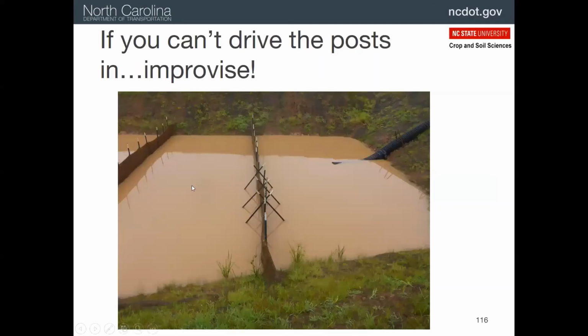This was an interesting shot of a case where they couldn't get the posts all the way down 2 feet because they ran into rock or something. And I thought this was pretty clever. They decided to improvise and supported the baffle anyway. So whatever you need to do.